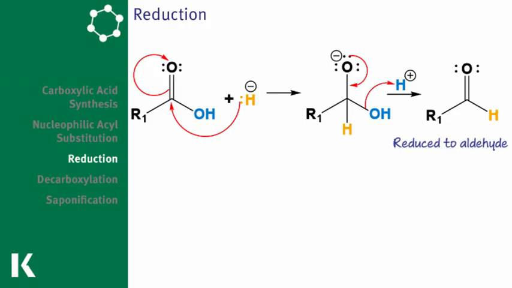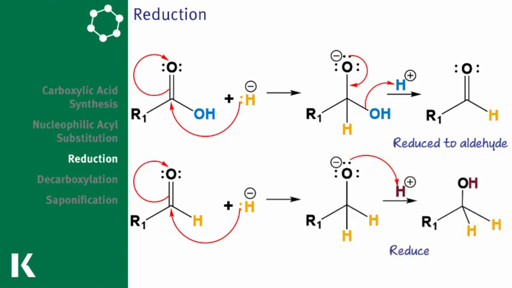Then, especially if free protons are nearby, charge restabilization results in the ejection of a molecule of water and the formation of an aldehyde. For a strong reducing agent like lithium aluminum hydride, however, the reaction is not done there. Additional hydride anions can continue to react with the aldehyde intermediate and, via the same mechanism, generate a primary alcohol.